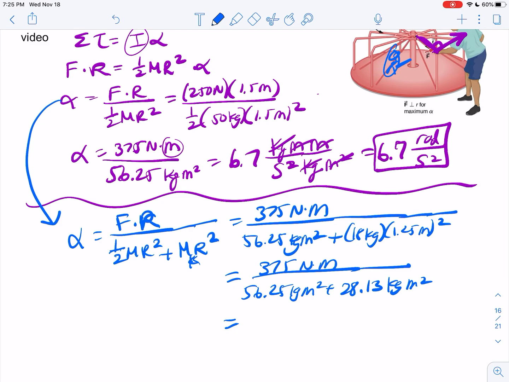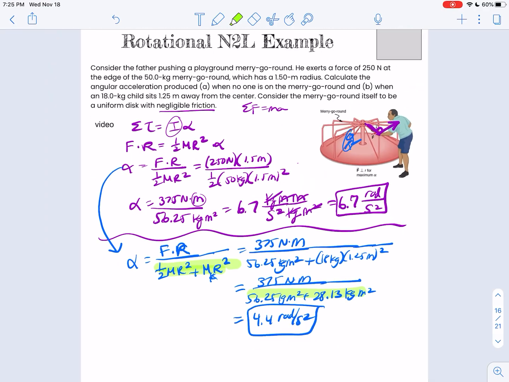Oops. I guess I can do that all because I have the fancy calculator. The parentheses: 56.25 plus 28.13. Now I only have an angular acceleration of 4.4, because my I value has gone up. So my acceleration is going to go down under the same torque applied.